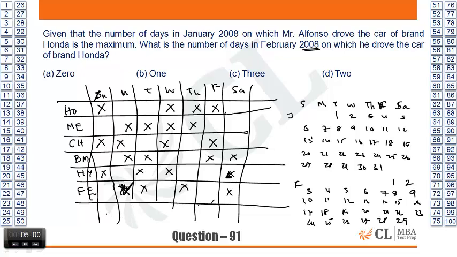Perfect. So how many Sundays are there? 8 Sundays. How many Mondays? 8 Mondays. How many Tuesdays? 8 Tuesdays. Wednesday would be 9, Thursday would be 9, Friday would be 9 because of the leap year, and Saturday will be 8. Total number of days: 31 plus 29, 60 days.